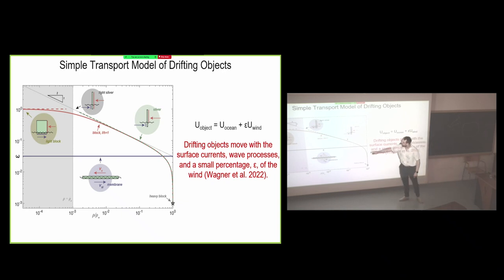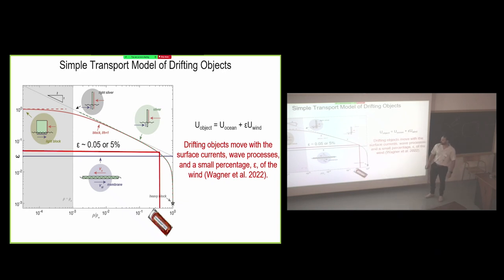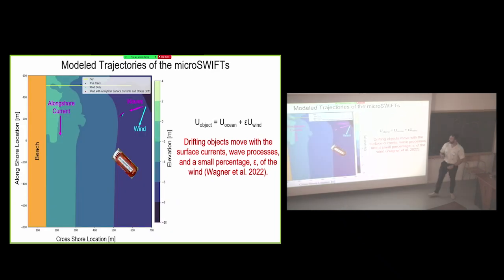This here was from Wagner et al. 2022, and it described how this wind sensitivity factor changes with your relative density and also with a few different shapes. If we take our microSWIFT, we end up around 5%, pretty close to the 3% rule of thumb of how you move with the wind. It was a nice round number to start this type of modeling with. So let's see how we do. We'll do some analytical calculations.